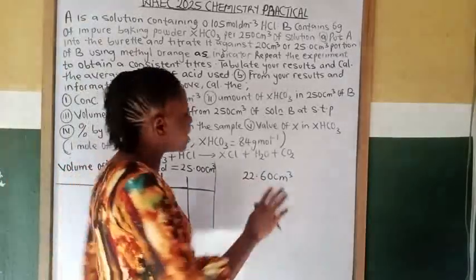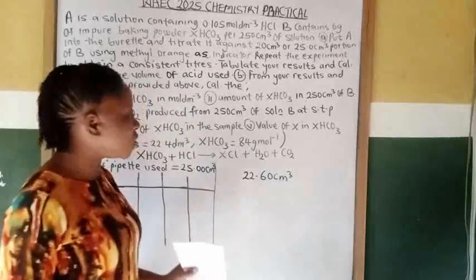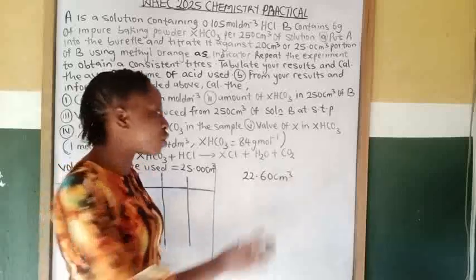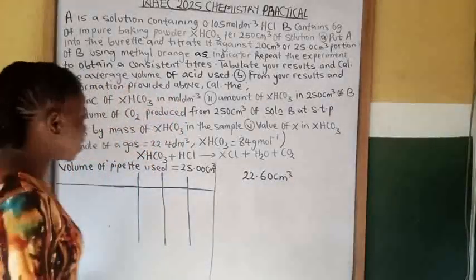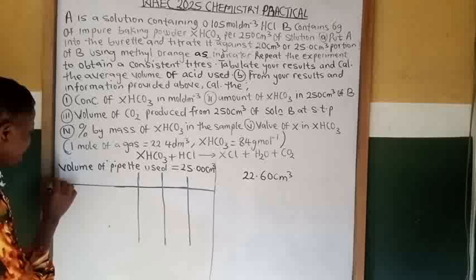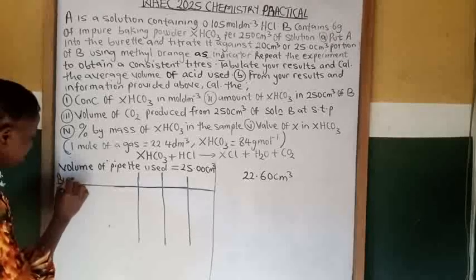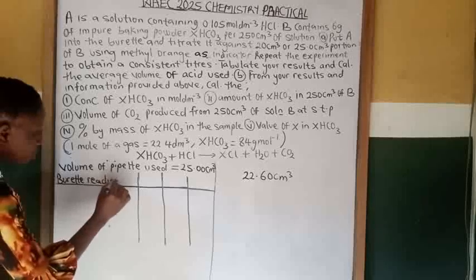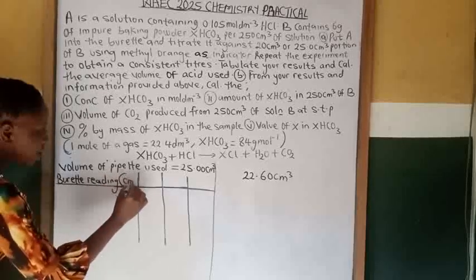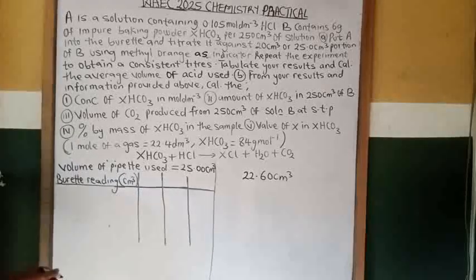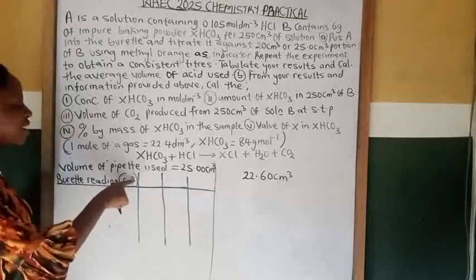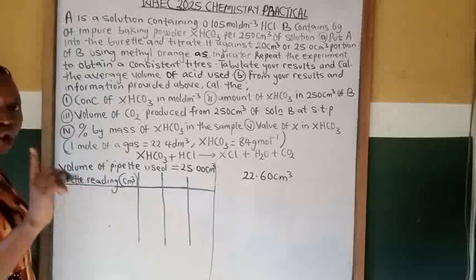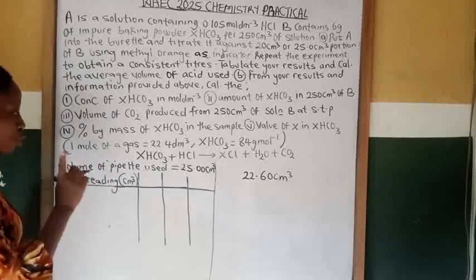Now my teacher's titre value is 22.60. I don't want to carry out the experiment. I want to form my table based on my teacher's titre value. How will you do that? In the first column, you write your burette reading, in centimeter cube. If you fail to put this centimeter cube, that is your unit, 2 marks will be deducted from your mark.